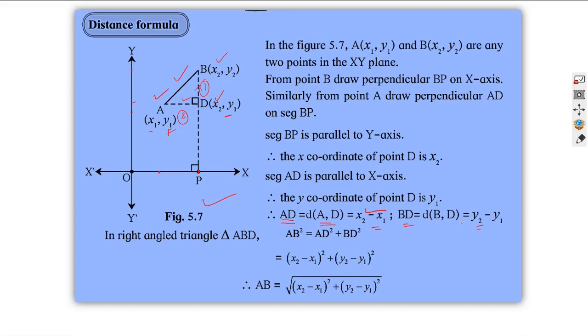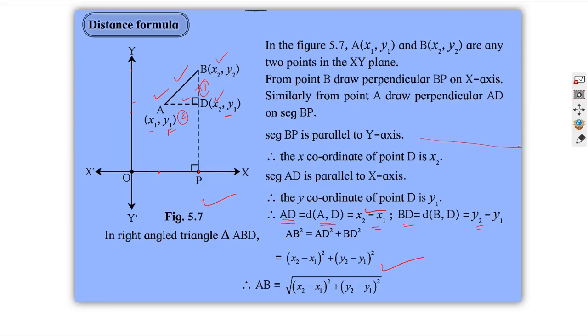Now if you substitute this in the Pythagoras theorem for the triangle ABD, you will get an equation. Before that, I have to tell you something very important. Is it applicable always? I would say yes.